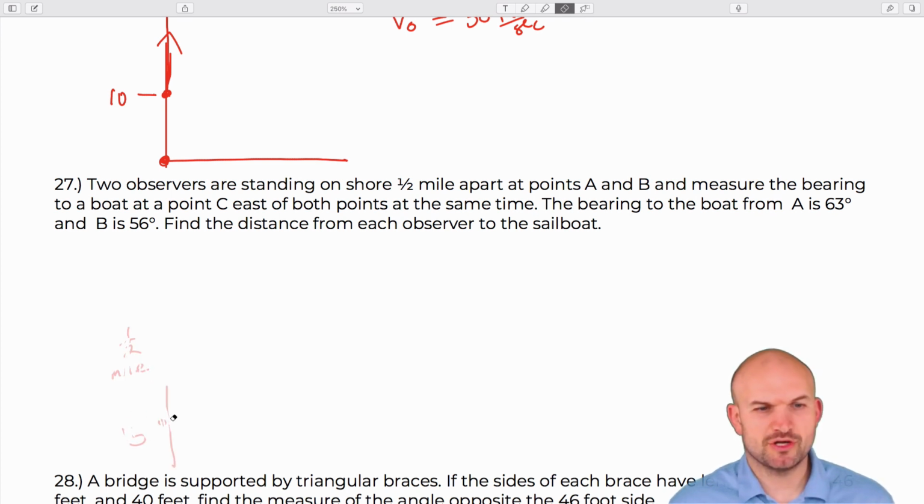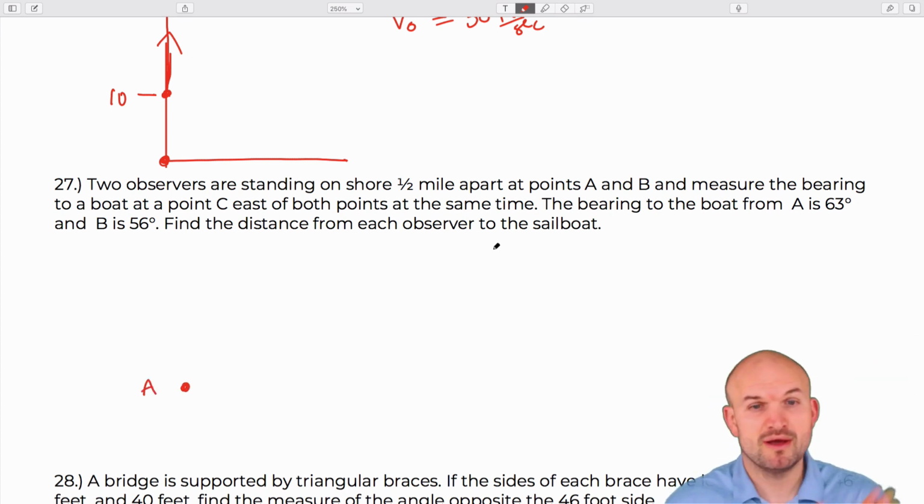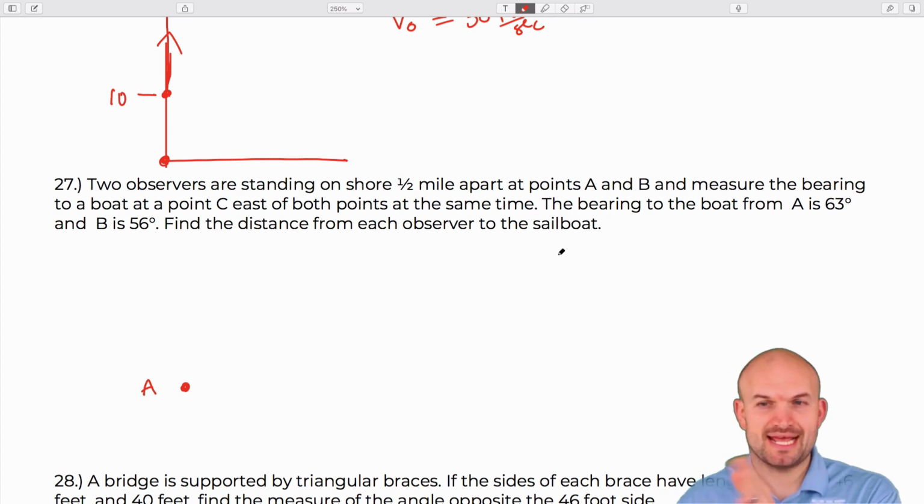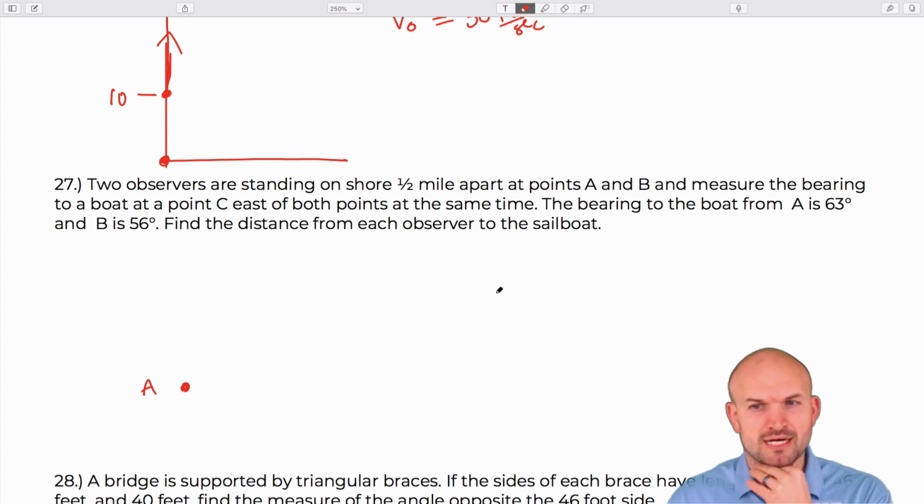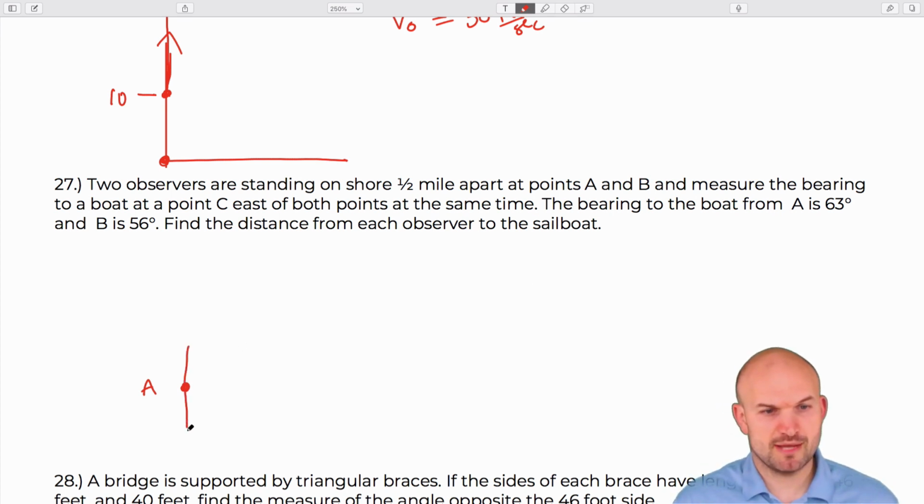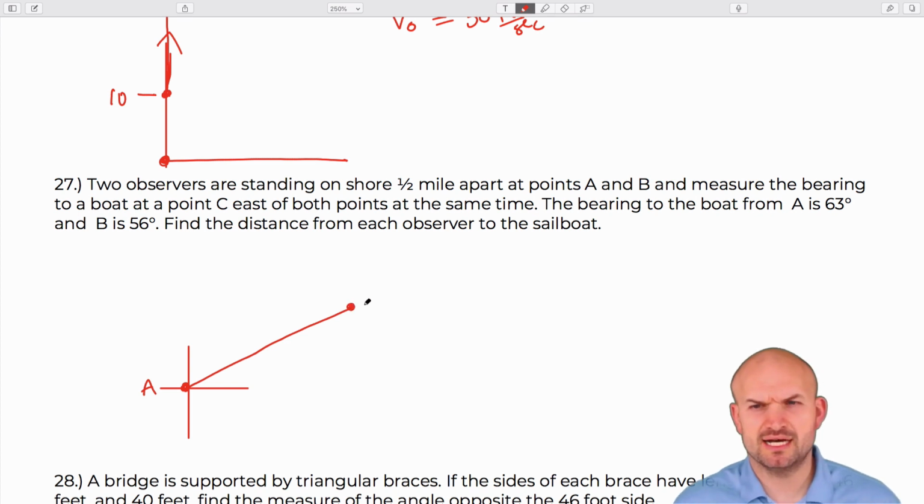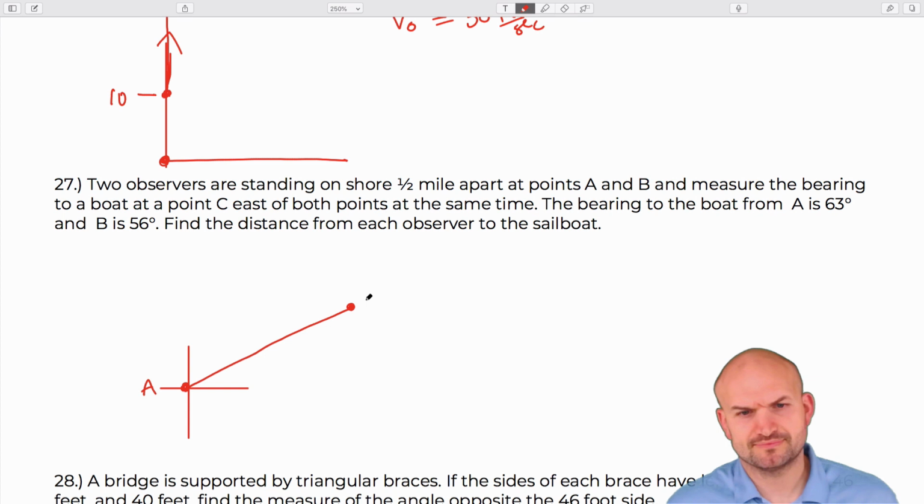So you can see what everything looks like. I'm just going to say, all right, here's point A. I don't know if point B is above or below, but all I know is that point A has a bearing of 63 degrees. So I'm going to draw a bearing of 63 degrees and go from there. Right? 63 degrees is going to be somewhere around there, and then we'll call this point C.